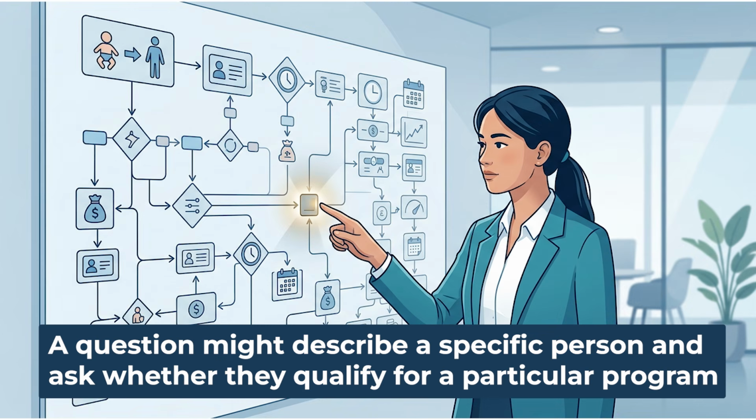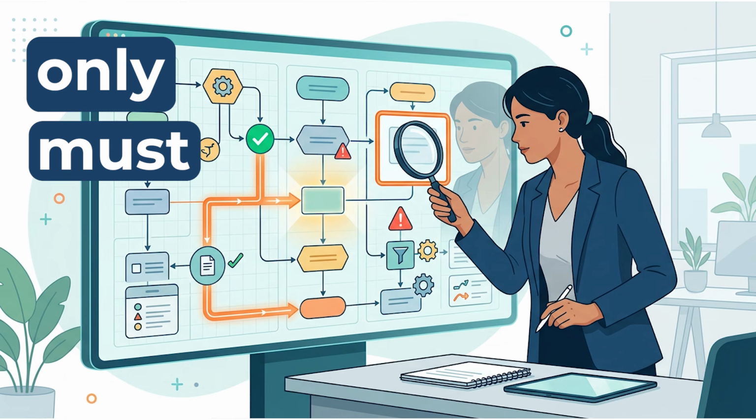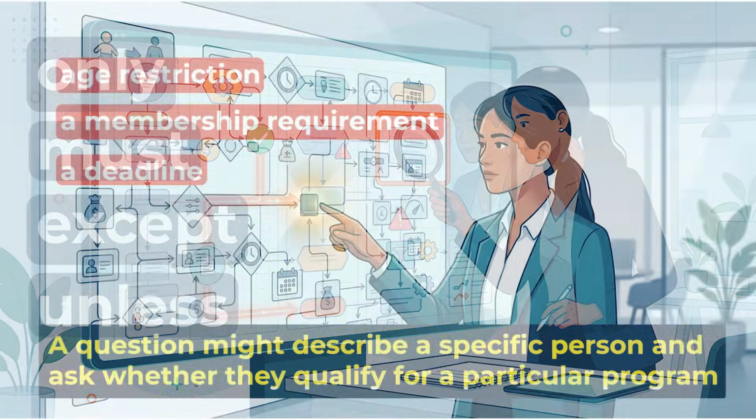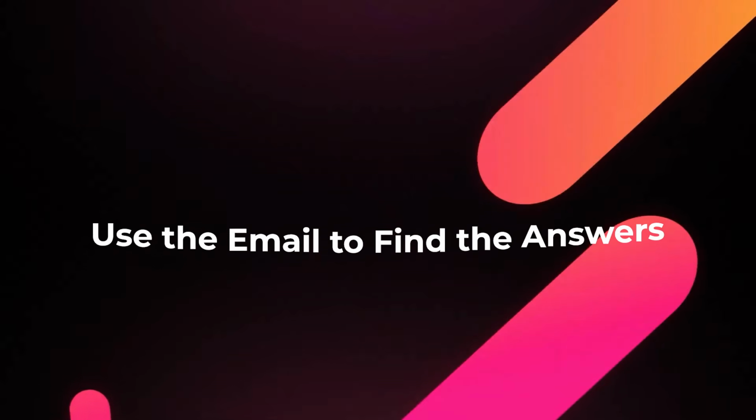For example, a question might describe a specific person and ask whether they qualify for a particular program. The correct answer often depends on one small condition buried in the diagram, like an age restriction, a membership requirement, or a deadline. A great way to find conditions in the diagram is to pay attention to specific words like only, must, except, or unless. These are signals that a condition or restriction is being stated, and that information is very likely to appear in a question.